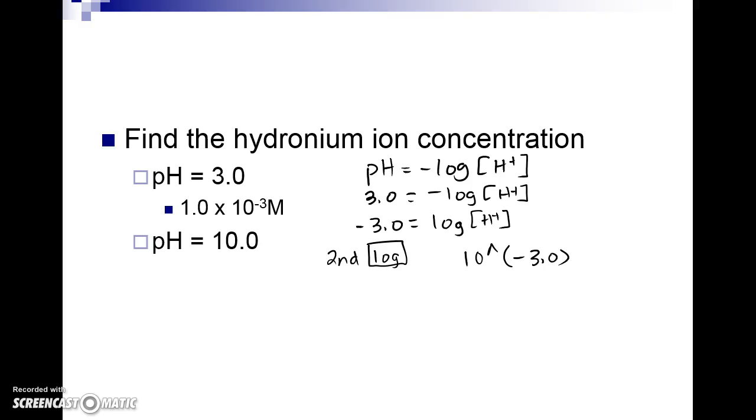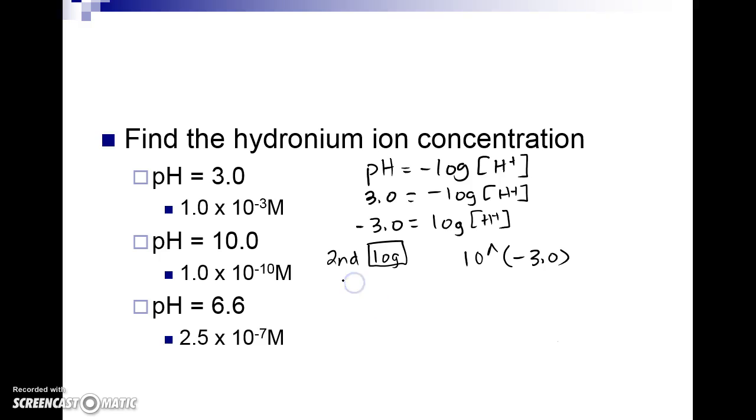If pH is equal to 10, look, we don't have to do any calculations. Just like with pH equal to 3 with a whole number, pH equal to 10, we know our answer is just going to be 1.0 times 10 to the minus 10. However, if we have something like pH is equal to 6.6, well, there's no way around it. We do have to use our calculator.